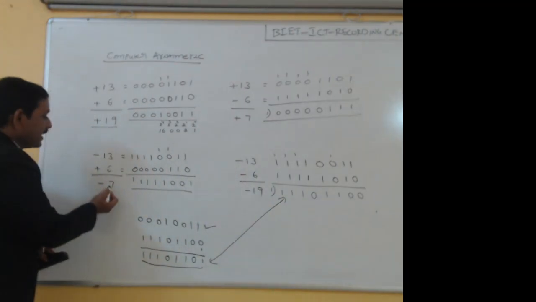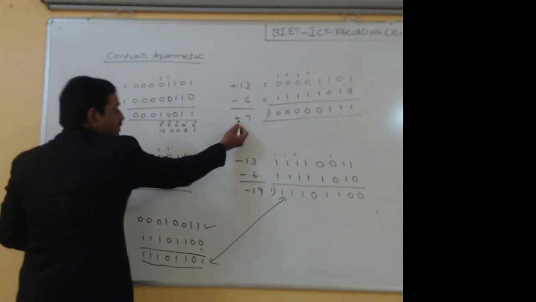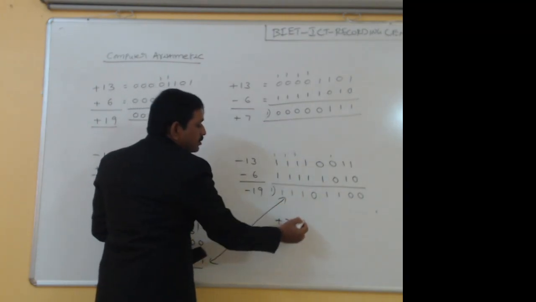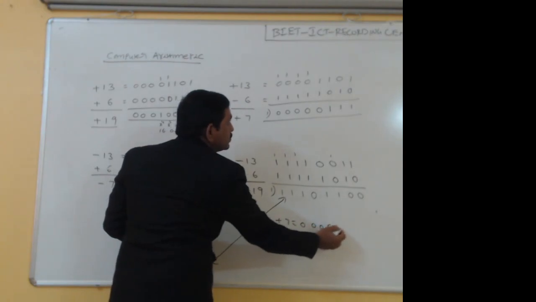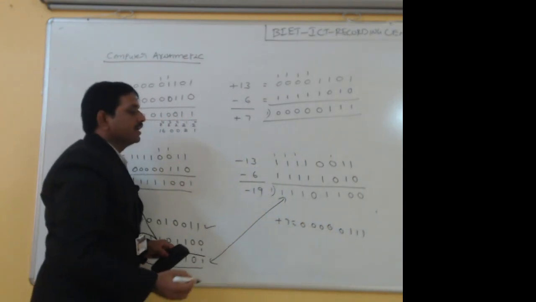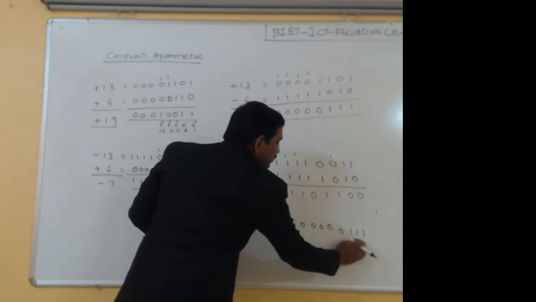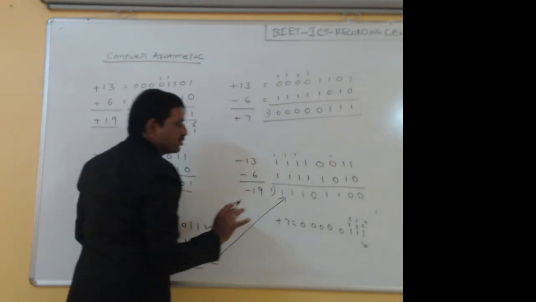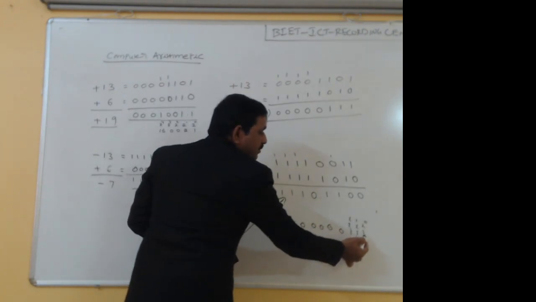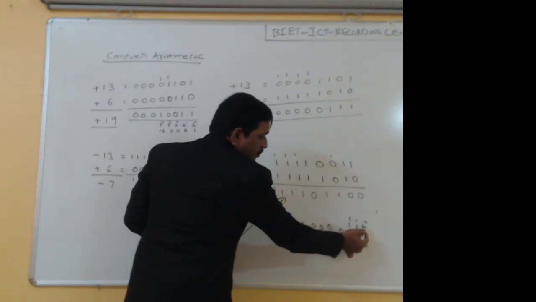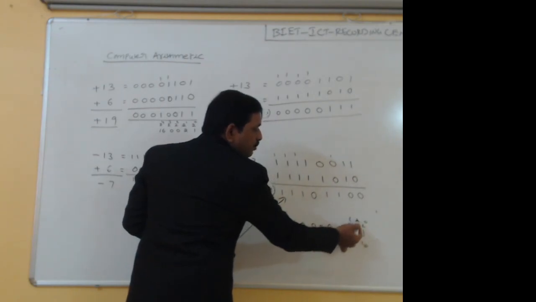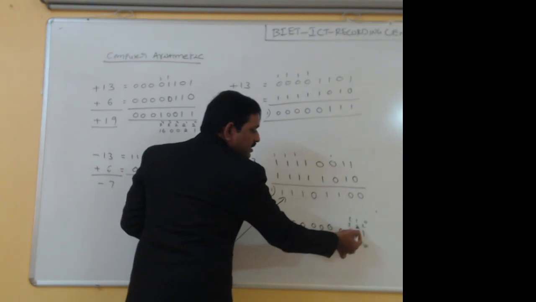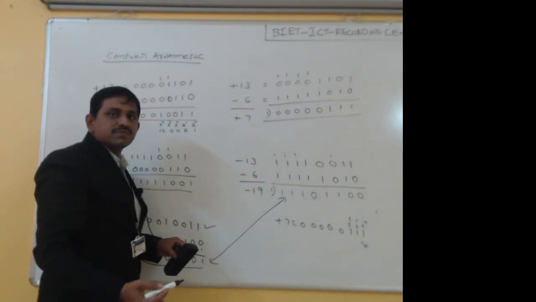In the same way, minus 7. Here plus 7. What is the plus 7 value? Plus 7 value is equivalent to 0, 0, 0, 0, 0, 1, 1, 1. We know that here it is 2 power 0, 2 power 1, 2 square, remaining all are zeros. Then 2 power 0 is 1, 1 into 1, 1. 2 power 1, 2 into 1, 2. 2 square, 4 into 1, 4. 4 plus 2 plus 1 equal to 7.